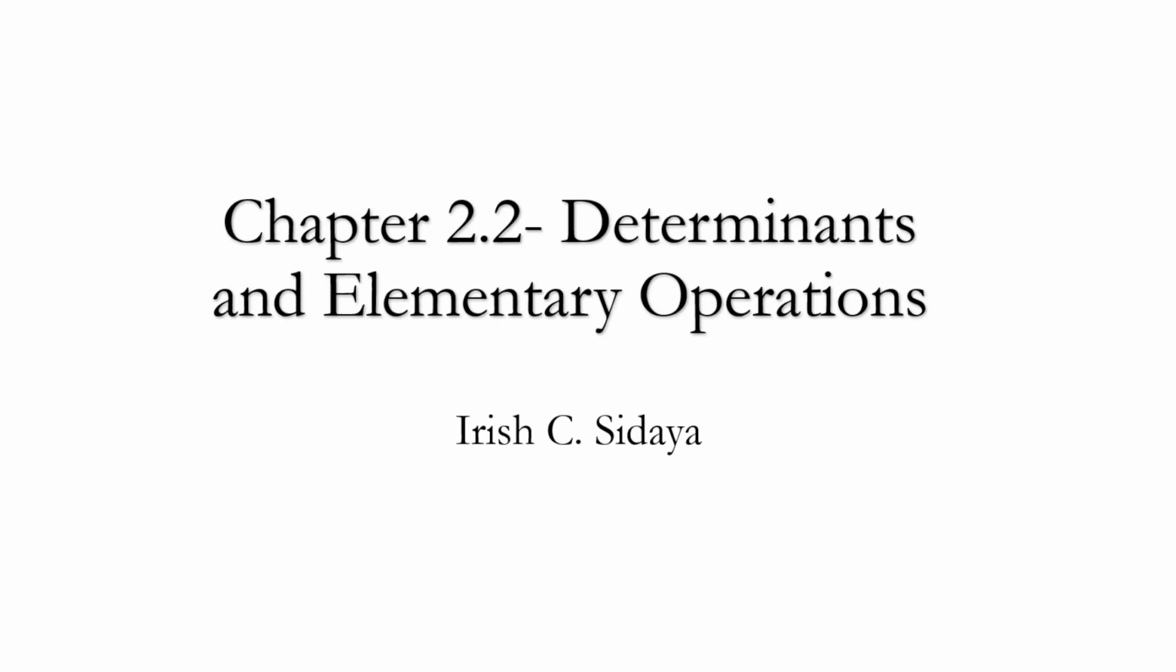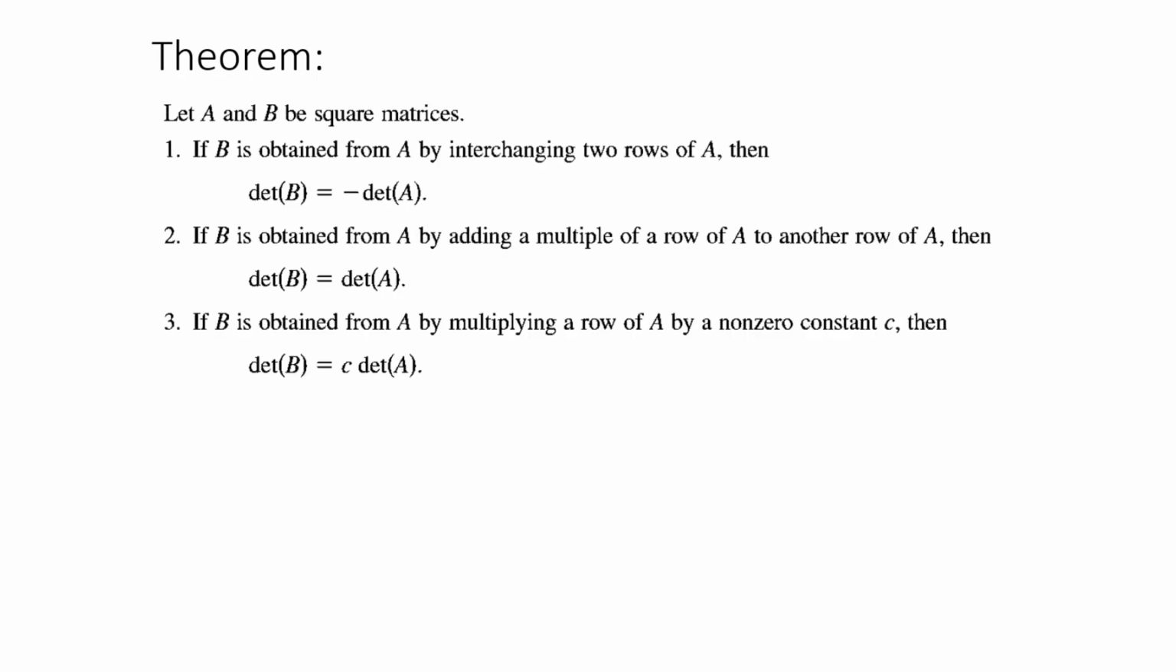So let us start with the effects of elementary row operations on a determinant. Let A and B be square matrices. If B is obtained from A by interchanging two rows of A, then the determinant of B, which is the new matrix obtained, is equal to the negative of the determinant of A, which is our original matrix.